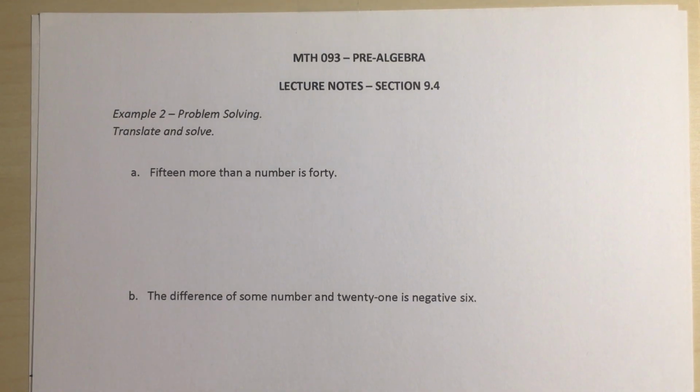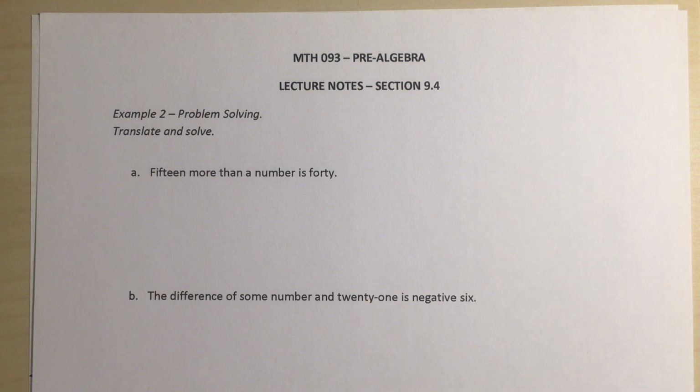Right. In this example, example 2, we've got a bunch of them here. We are going to translate these English sentences into algebraic sentences or algebraic equations, and then we're going to solve them. As we're working through these, the one thing that we haven't really mentioned yet that we do want to mention is the word "is" is generally going to be represented as our equal sign.